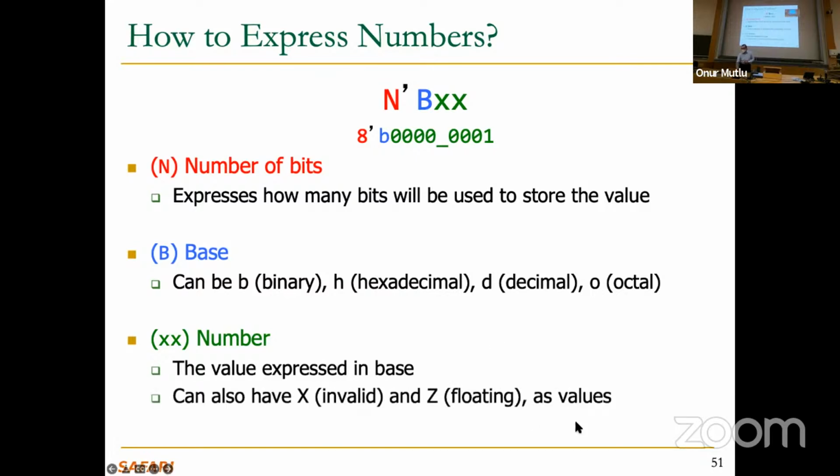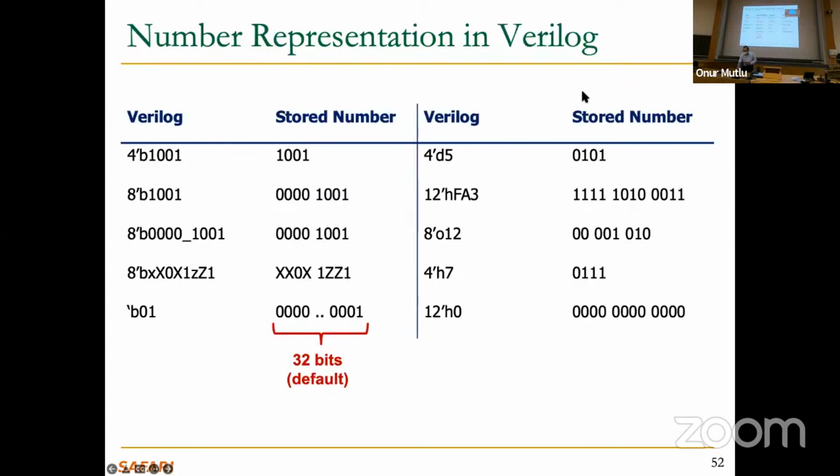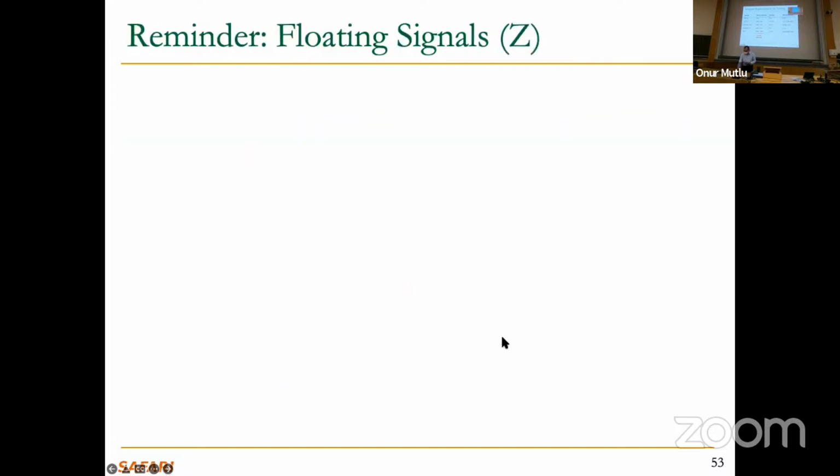You can also have invalid and floating values as values. We've already seen these, actually. I will briefly go over this. And underscore can be used to improve readability, as you can see over here. So underscore separates a cluster of digits from others. This is just for readability. It doesn't have any meaning in terms of the specification of the number. Okay, you can see some examples over here, right? You can study this on your own.